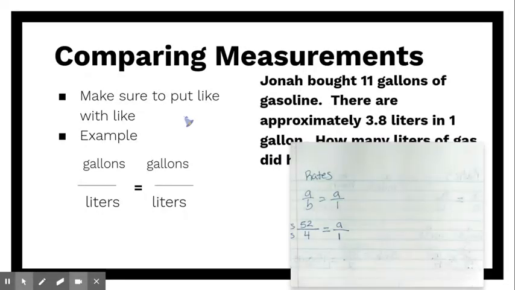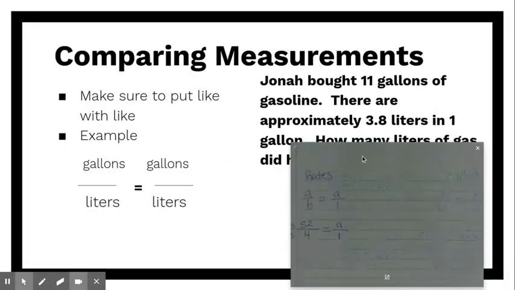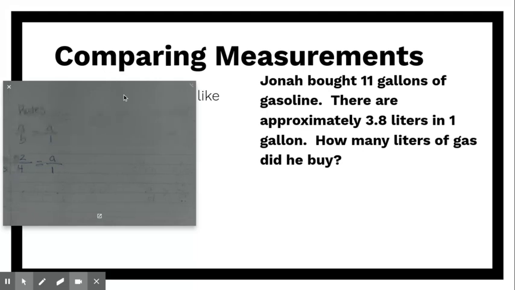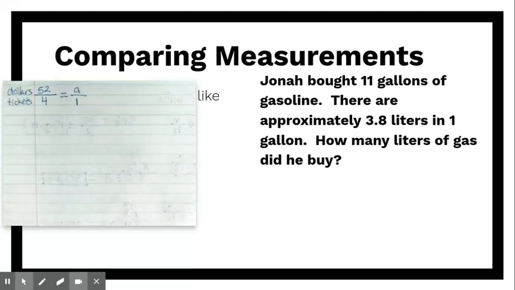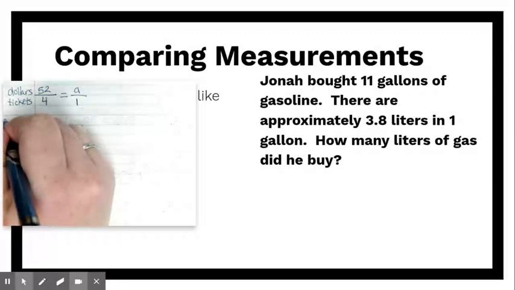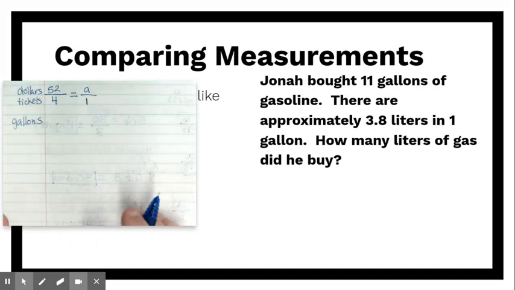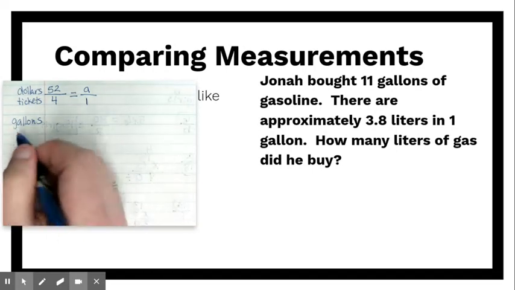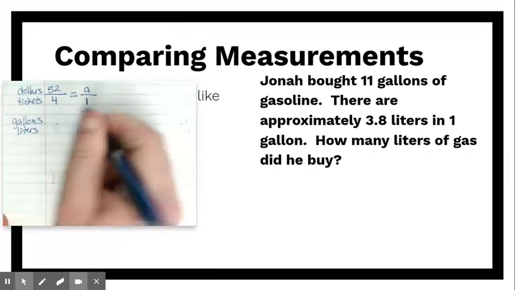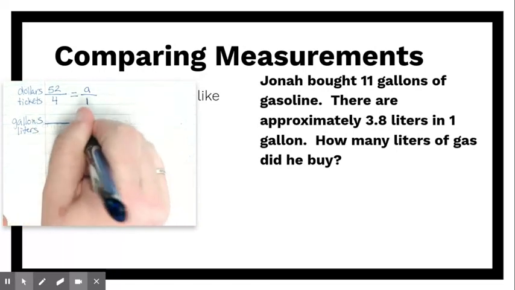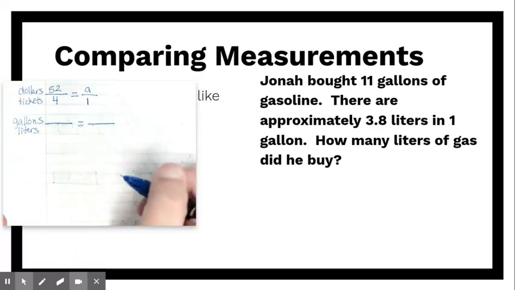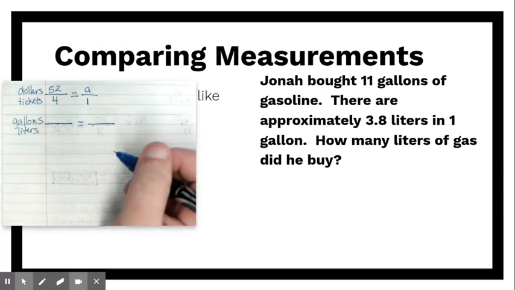So in comparing measurements, we want to make sure we put like with like. Okay, so if I'm using gallons and liters, gallons are going to be on top and liters are going to be on the bottom. Here, same thing. Jonah bought 11 gallons of gasoline, so we're going to use gallons for one of them. There are approximately 3.8 liters in 1 gallon, so liters is going to be my other one. It's the same kind of proportion, we're just converting from our standard measurement to metric measurement.